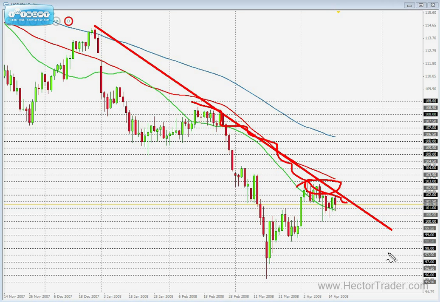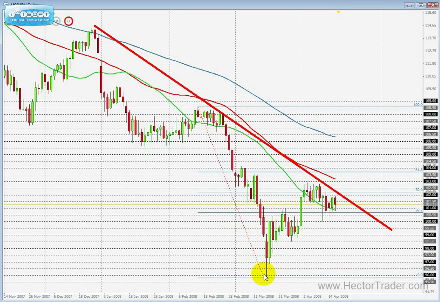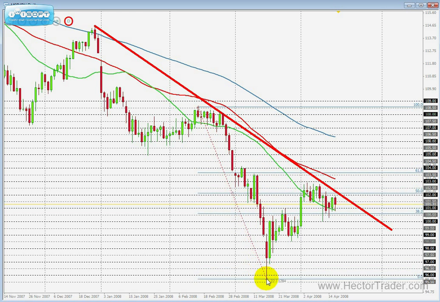Let me draw some Fibonacci's from the swing high to the, whoops, one second. Okay, there we are. We can see how the swing is falling somewhere in between the 50% Fibonacci retracement and the 61, somewhere around there.